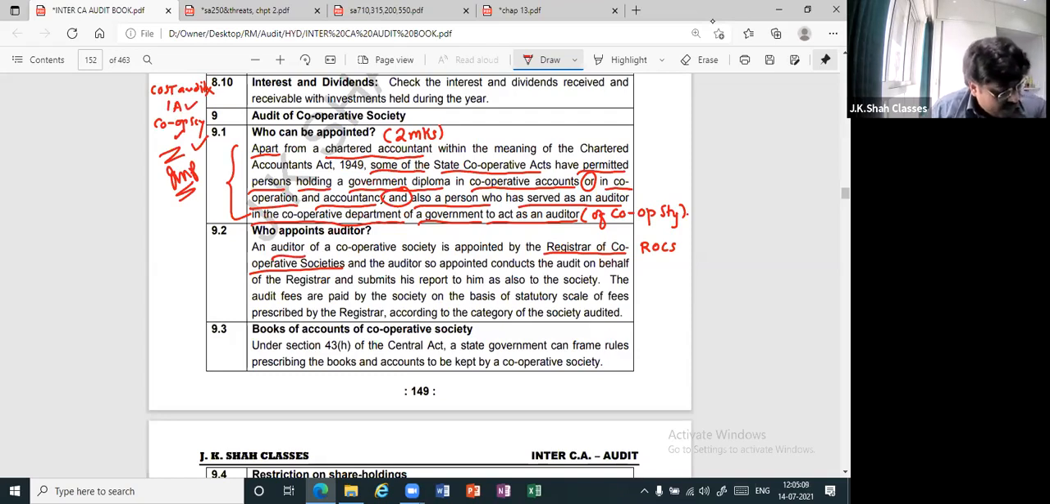The auditor of a cooperative society is appointed by the Registrar of Cooperative Societies, ROCS, and the auditor so appointed conducts the audit on behalf of the registrar and submits the report to him. Him is whom? ROCS, and also to the society. You have to give it to the members also. The audit fees are paid by the society on the basis of a statutory scale. That is okay. Audit fees have to be paid as per law.